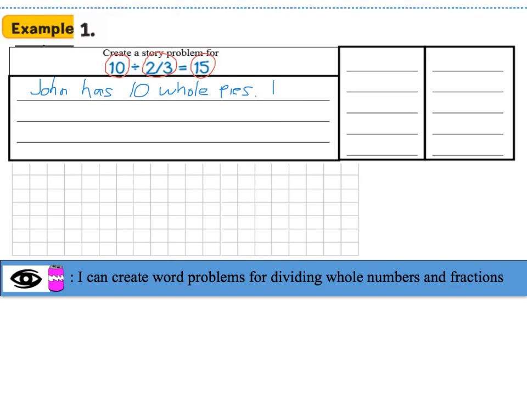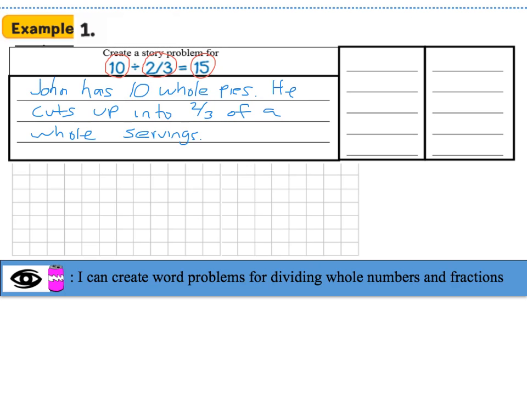And then he cuts, keyword for dividing, cut is a keyword for dividing. He's going to cut the 10 whole pies up into 2/3 of a whole servings. Okay, so he's going to create little servings that each are 2/3 of an entire whole pie. Okay, so that's our story problem that we just created.